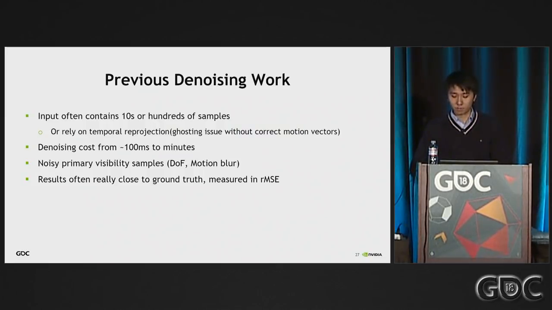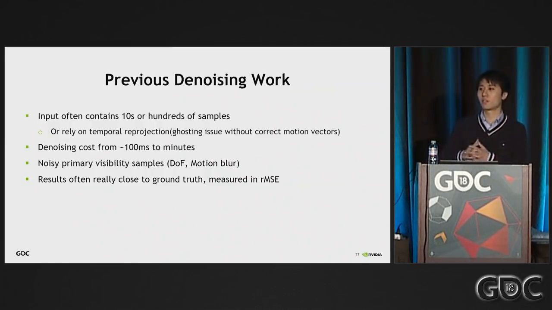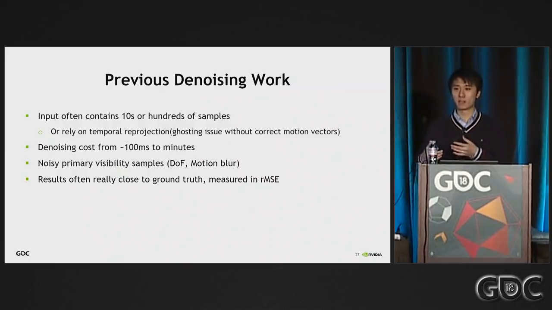The cost of the denoisers mentioned earlier is maybe from hundreds of milliseconds to minutes, which is very fast compared to waiting for the path tracer to converge, of course, but it's a totally different story in real time. Our frame time budget is only 16 milliseconds. The other thing worth mentioning is that most of the previous denoisers assume the primary visibility buffer is also very noisy, because they simulate depth of field and motion blur by stochastically sampling the visibility buffer. That's also different in games.